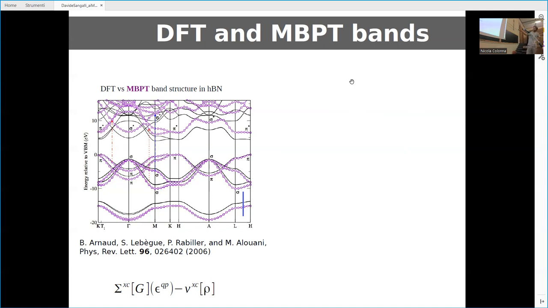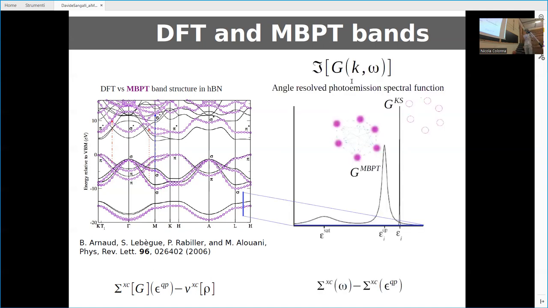But then if I take this cut in energy space at fixed k-point, one of the classes of many-body perturbation theory is that compared to Kohn-Sham, where I just have a well-defined peak, this time this energy point can be thought of as a quasi-particle peak with a line width and eventually with satellites. Now, where are the width and the satellites coming from? It's coming from the frequency dependence of the self-energy.